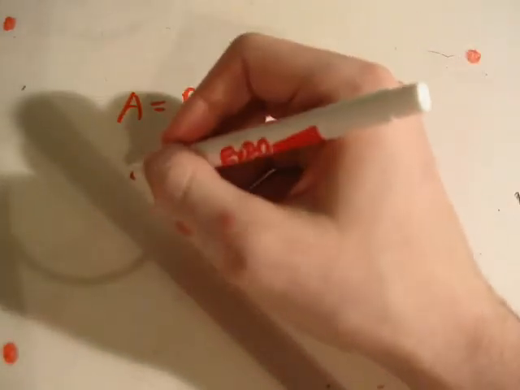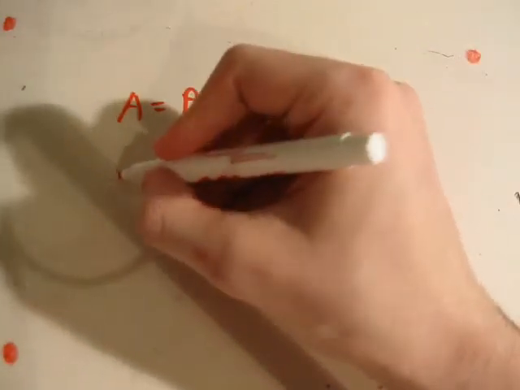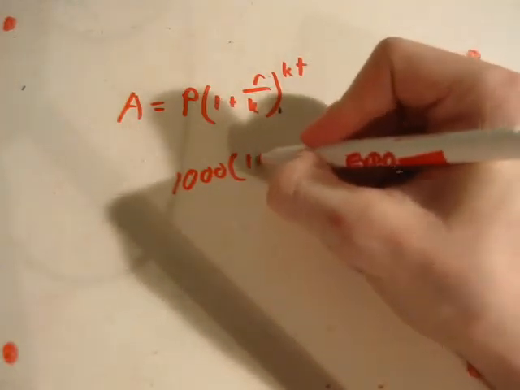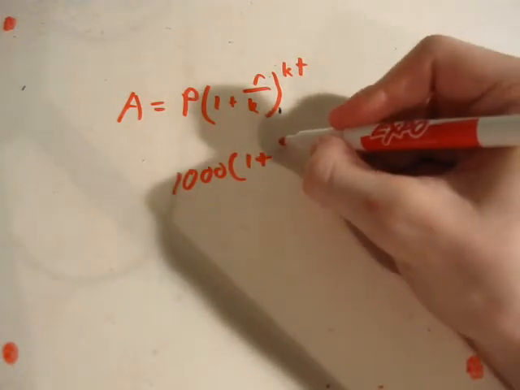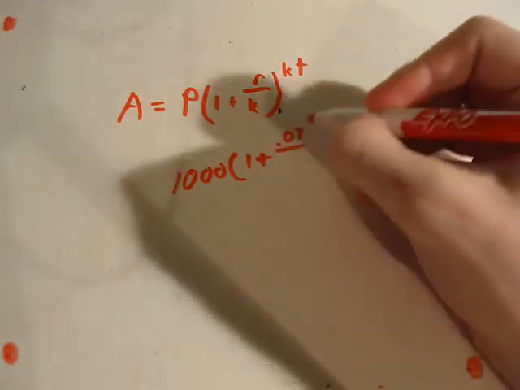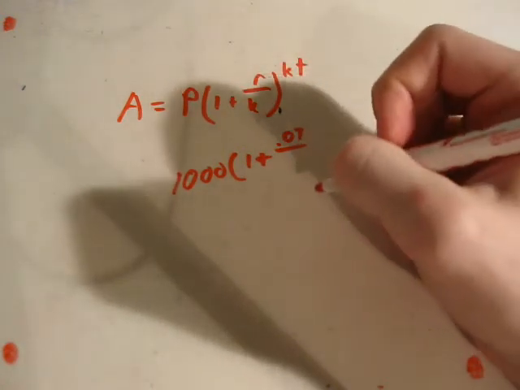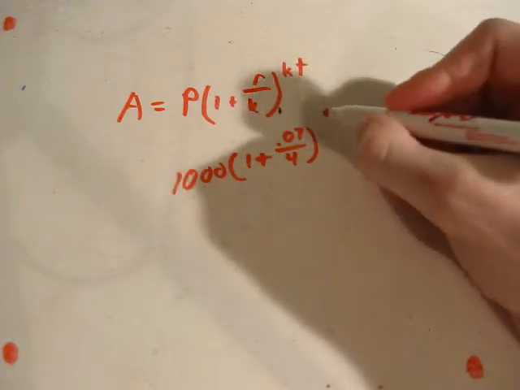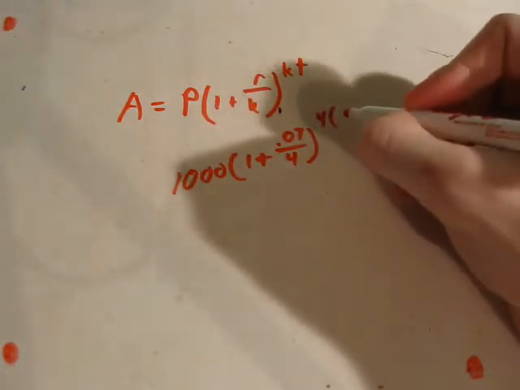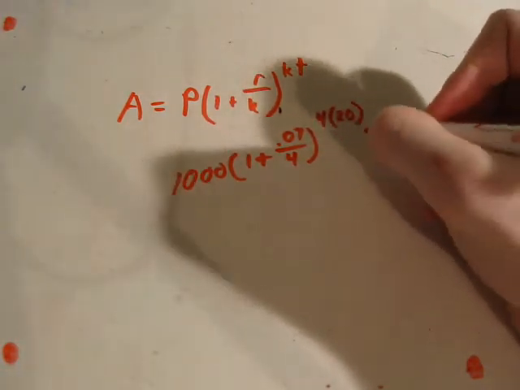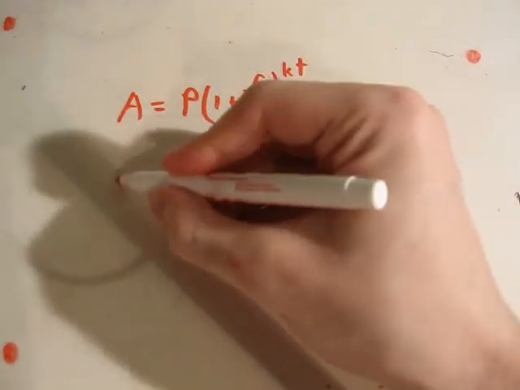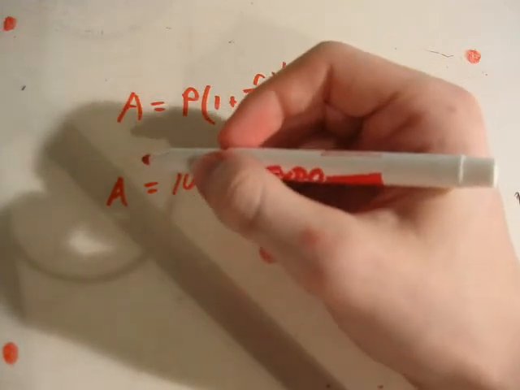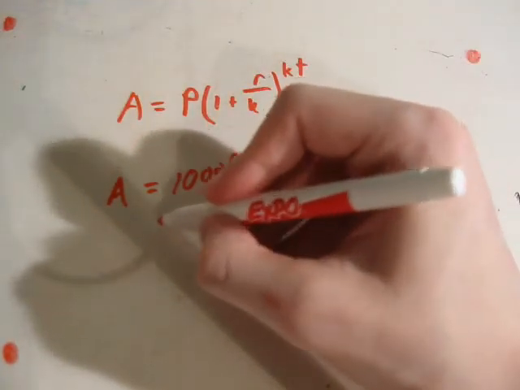So let's work on an example. Let's say you have $1,000 put into an account that gives a 7% interest rate and compounds quarterly. And let's say you check it after 20 years. So what would be the amount in your account? This is the balance of your account after 20 years.